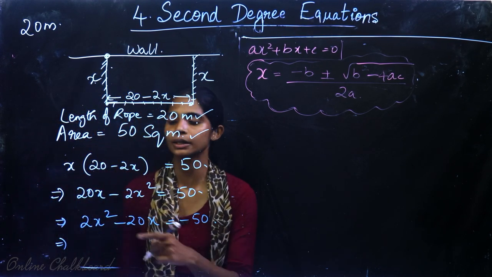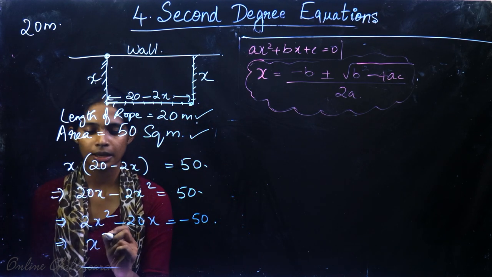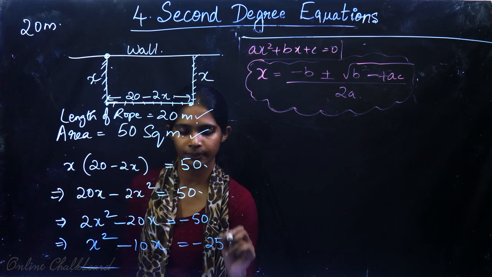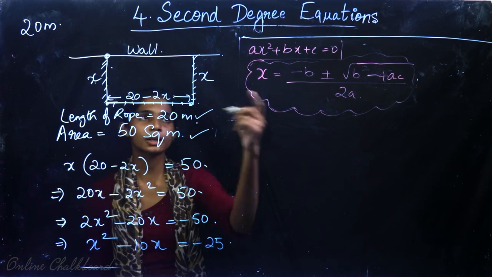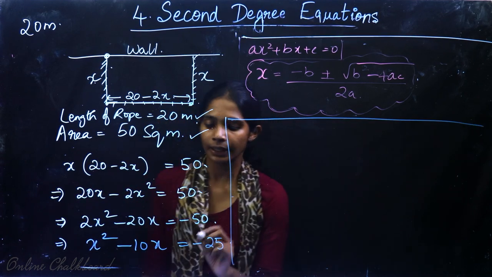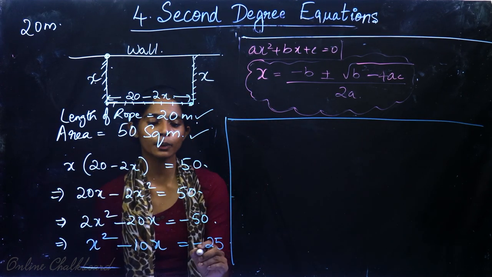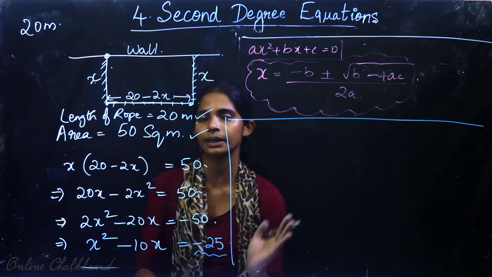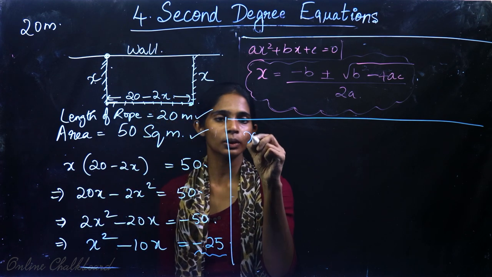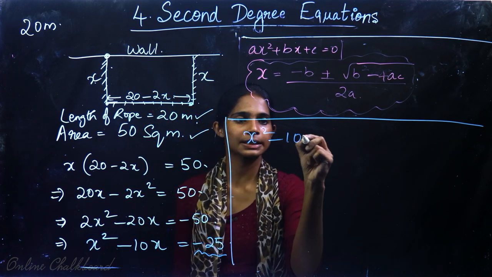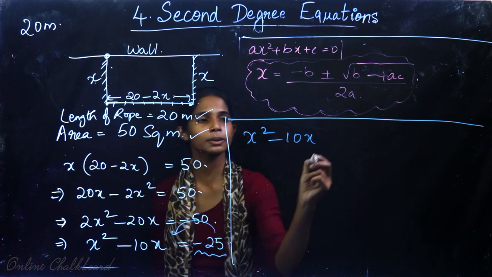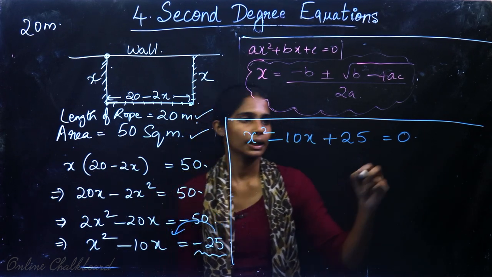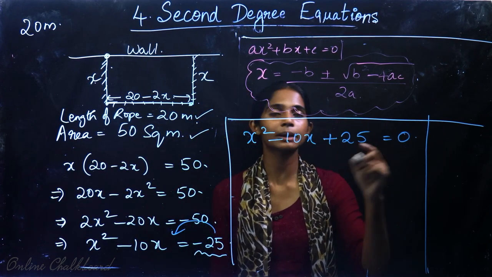It is not compulsory, but to simplify a bit, x square minus 10x is equal to minus 25. Now if we want to use the general formula, the thing to note is that the equation must equal 0. Here it is equal to minus 25, so we bring that minus 25 to this side. You can rewrite this as x square minus 10x plus 25 is equal to 0. Now this is our second degree equation.